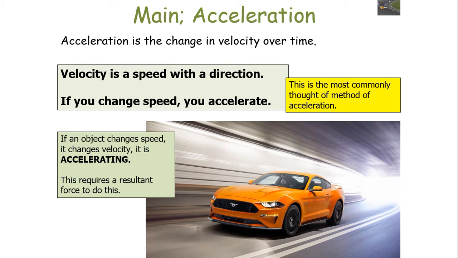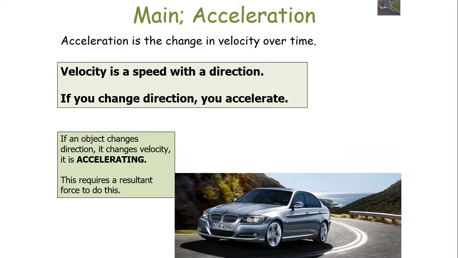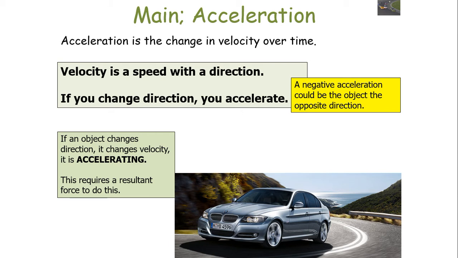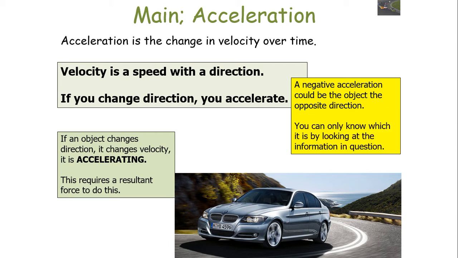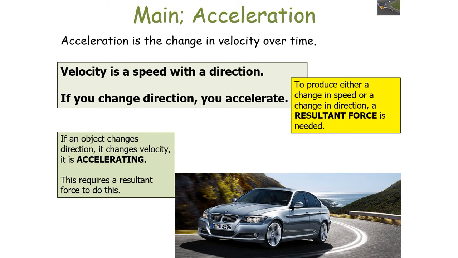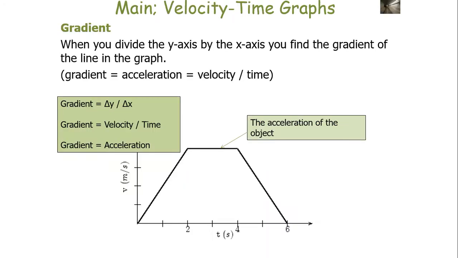That's the most commonly thought of method of acceleration. And negative acceleration in this context could be a decrease in speed. Another way is that velocity is the speed and direction, so if you change direction, you change velocity, you accelerate, which once again requires a resultant force to do this. Now in this example, a negative acceleration could mean moving in the opposite direction. You only know which one it is, change of direction or change of speed, by looking at the information in the question. But to produce either, you need a resultant force.